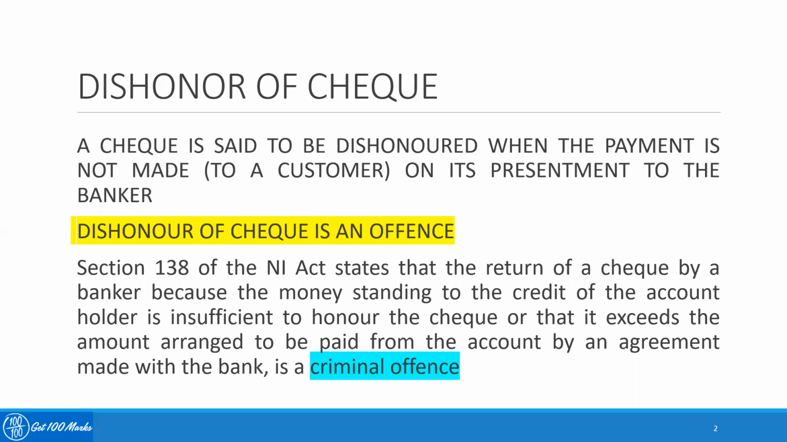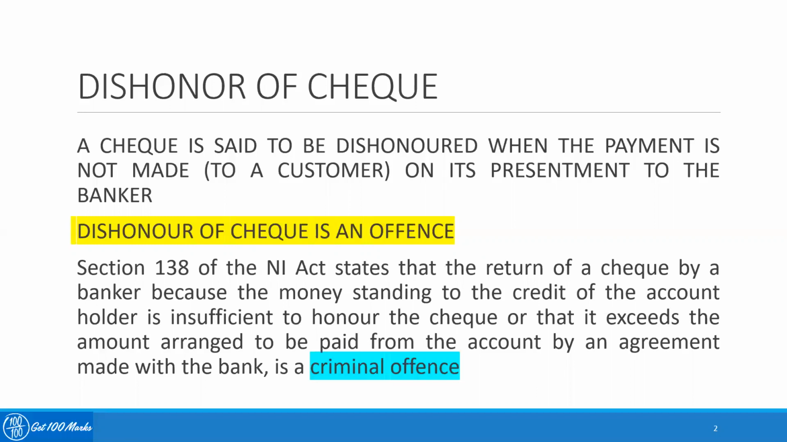Section 138 of the Negotiable Instruments Act states that the return of a check by a banker because the money standing to the credit of the account holder is insufficient to honor the check, or that it exceeds the amount arranged to be paid from the account by an agreement made with the bank, is a criminal offense.